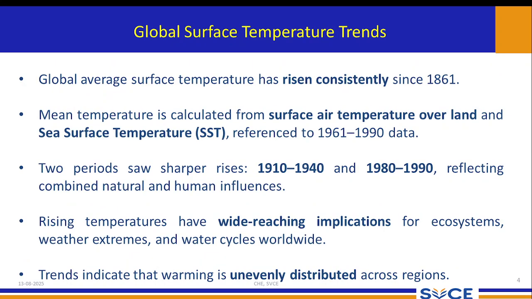Global surface temperature trend. Global average surface temperature has risen consistently since 1861. So what happens? After industrialization, is it increasing? Obviously, because of man-made activities after industrialization it keeps on increasing. But what they say here is that even before that, around 1861 itself, the global average surface temperature has risen consistently since 1861. That's what they are stating. Why do they say 1861? So try to identify the reason for it.